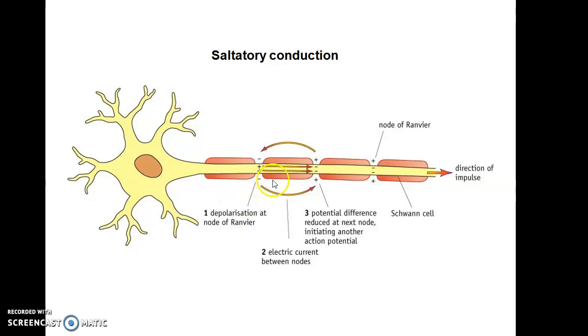This diagram shows the saltatory conduction. This one is the myelin sheath around the axon. At these areas the myelin sheath is absent, and these areas are known as the nodes of Ranvier. Exchange of ions occurs only at these points. Therefore, the action potential is generated at the node of Ranvier, and it jumps from one node to another node, and this type of conduction is known as saltatory conduction.